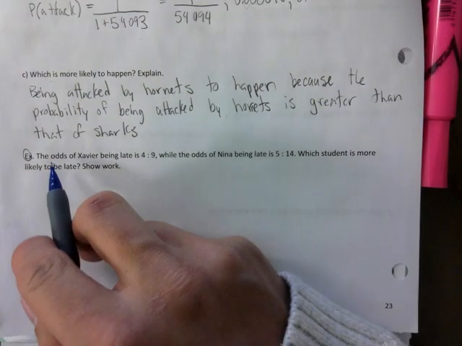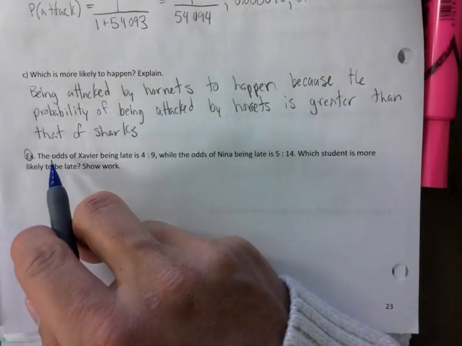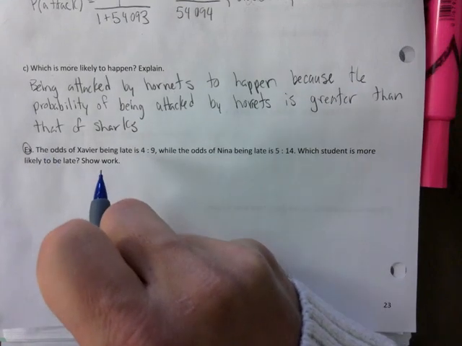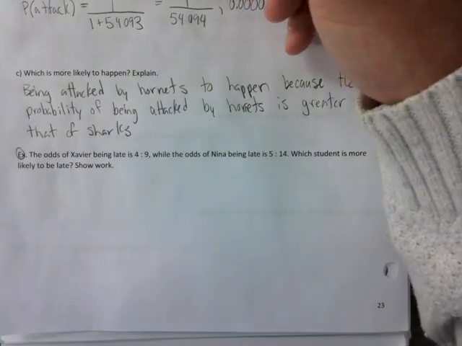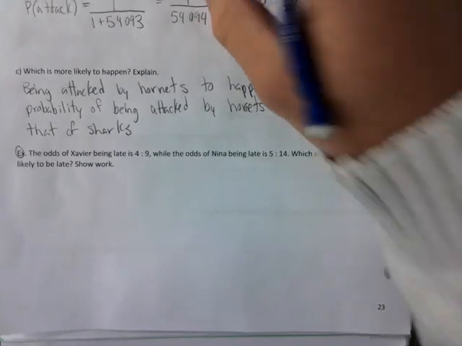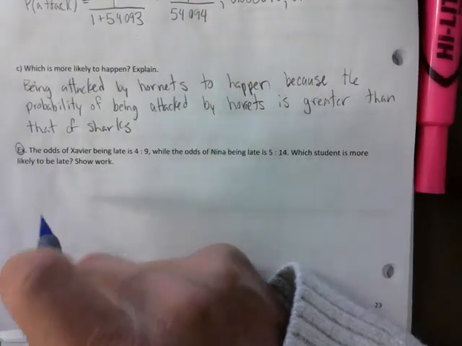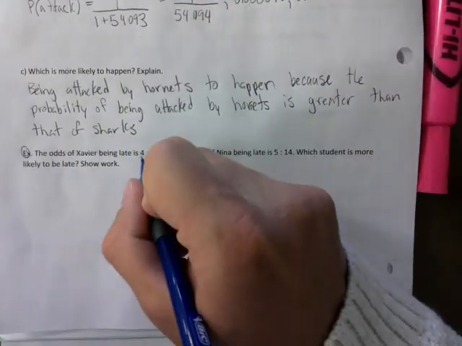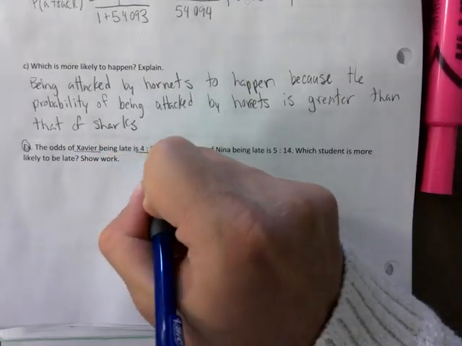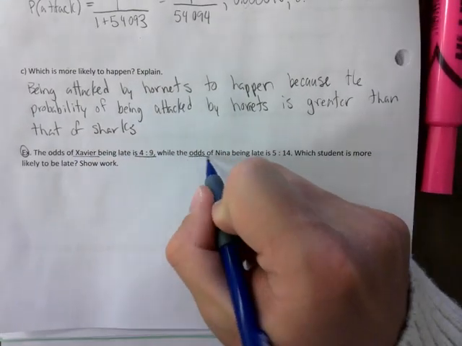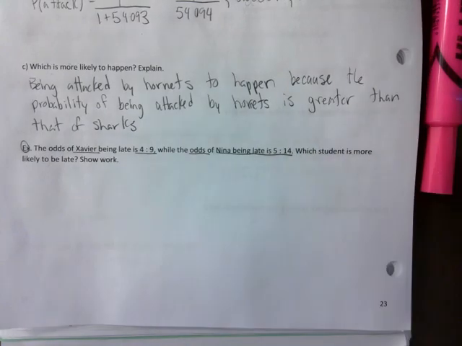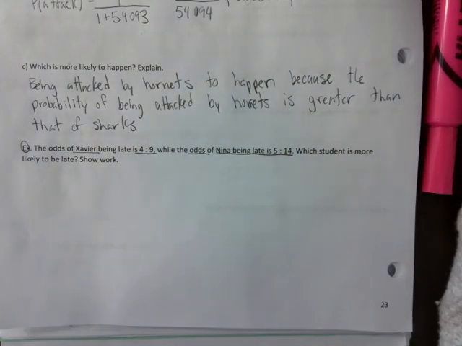Right, so for this example here, the odds are a little closer together. The numbers aren't as far apart. So we have here the odds of Xavier being late is 4 to 9, while the odds of Nina being late is 5 to 14. Which student is more likely to be late?